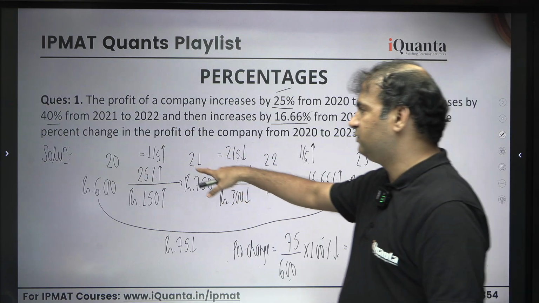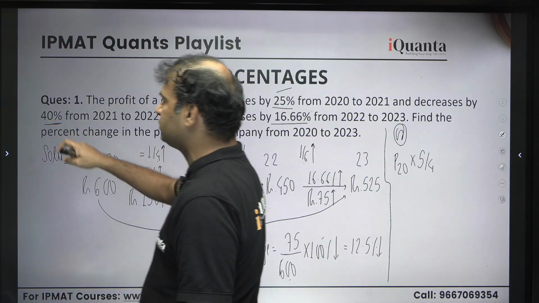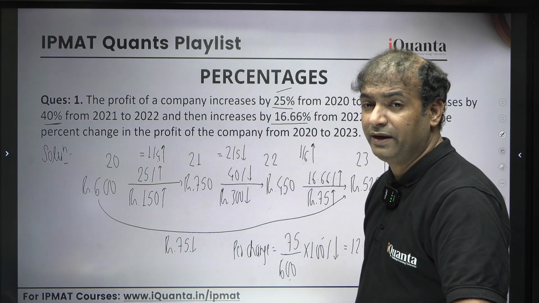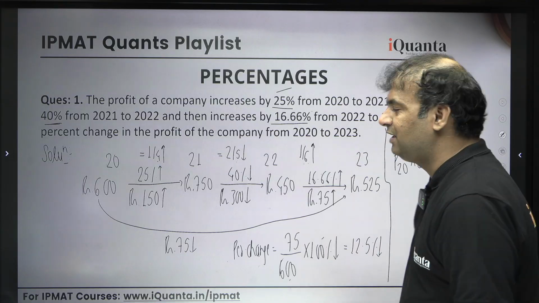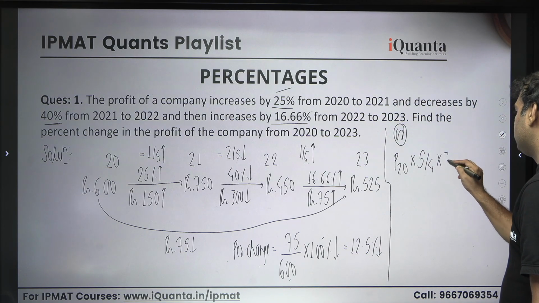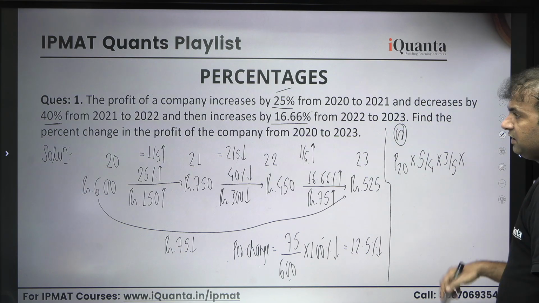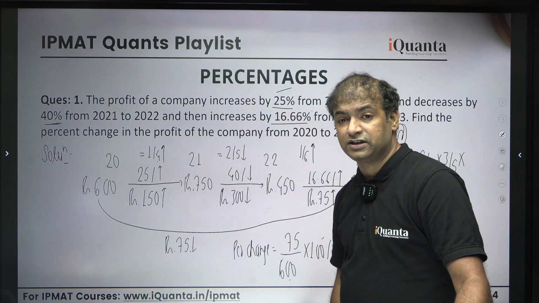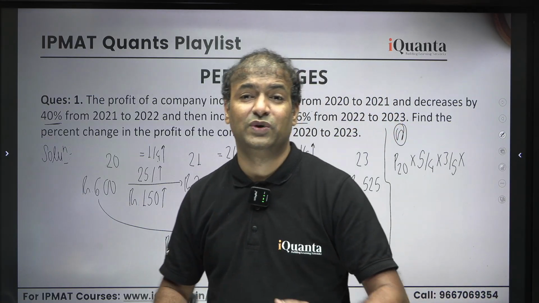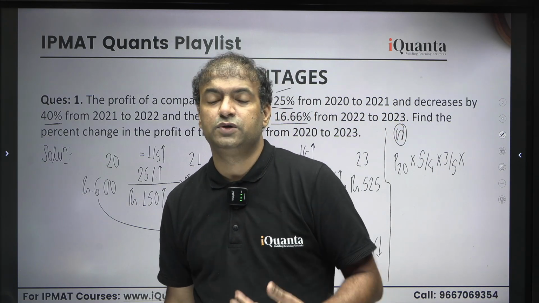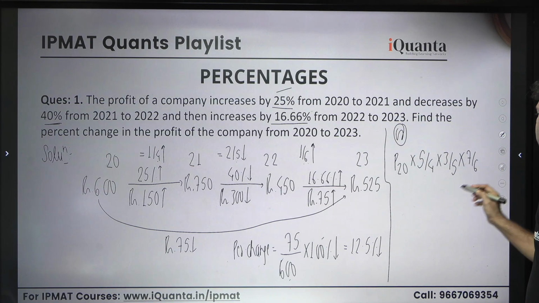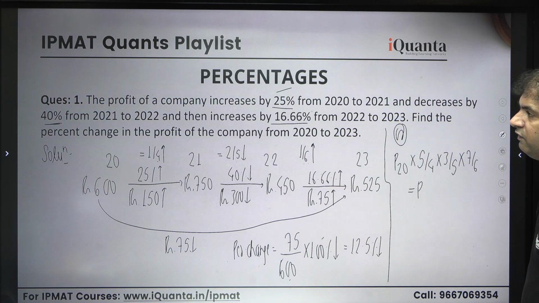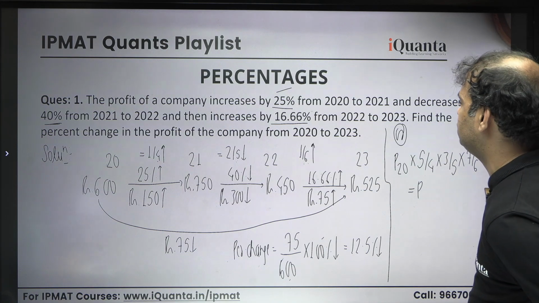But from 21 to 22, decreasing by 40%, right? 40% is 2 by 5. Decrement, that means 1 minus 2 by 5 gives us 3 by 5. So multiplying by 3 by 5. Then again it is increasing by 16.66%. 16.66% is 1 by 6. Increment, that means 1 plus 1 by 6 is 7 by 6. This, guys, finally we can say is the profit of the company in 2023.